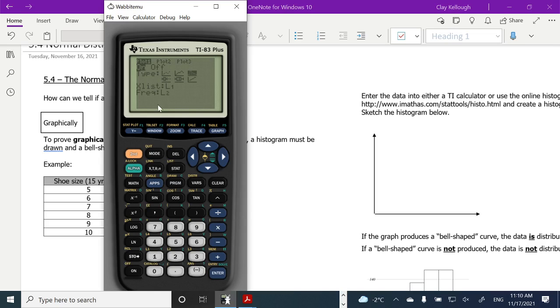So once you have this, you hit graph. Don't panic when it doesn't look like much of anything, because the window is not looking at where it needs to look. So here's how we're going to fix that. First, we're going to do zoom, and then stat is, I think, is it 9? Yes, zoom stat is zoom 9. Hit that, and even that won't do a great job.